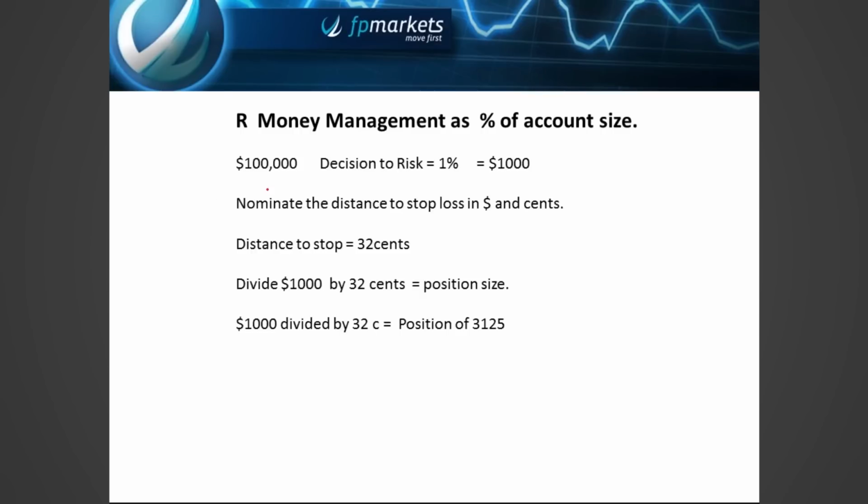Just a quick word on money management in here. The textbook guidelines for position sizing, and I'll be referring to this as we go along, says that if you decide that you want to risk 1% of your $100,000 account, that gives you $1,000 that you're prepared to risk. For whatever method you use, you nominate a distance to your stop loss in dollars and cents, and I've used just a number of 32 cents. We simply divide that 32 cents into $1,000, which gives us our position size in the market. So it means that if the stop loss is hit, then we simply hand over 1% of our account. This type of evidence-based stop loss, we'll have a look at as we go forward.